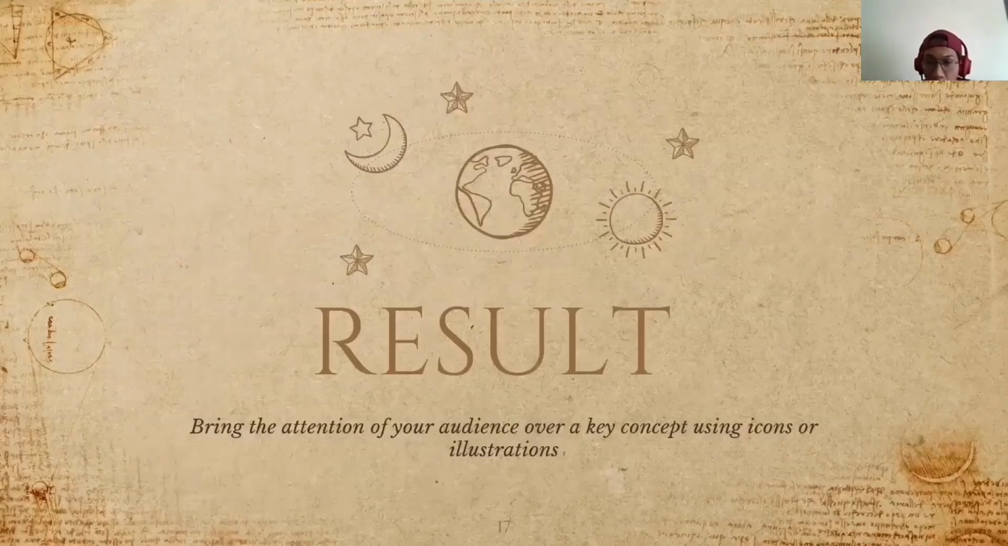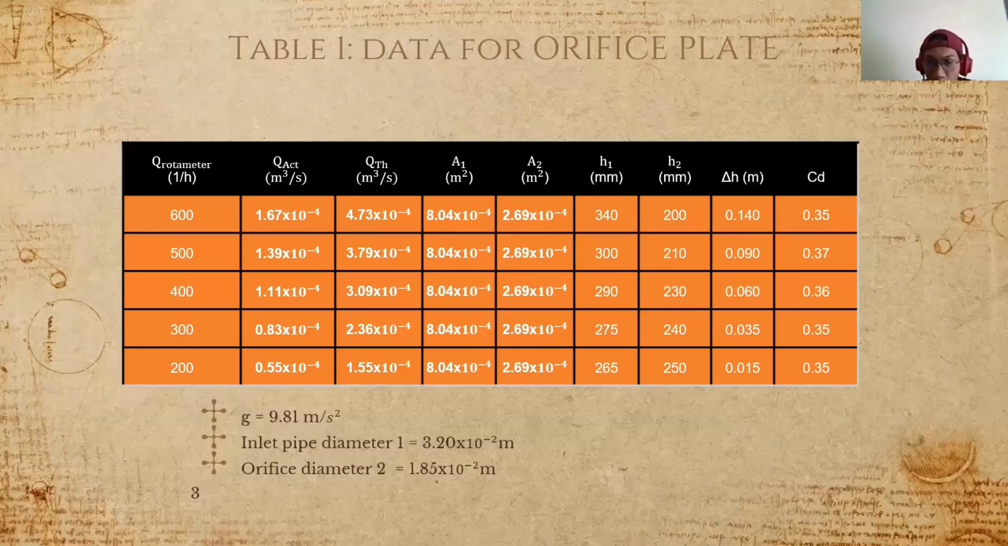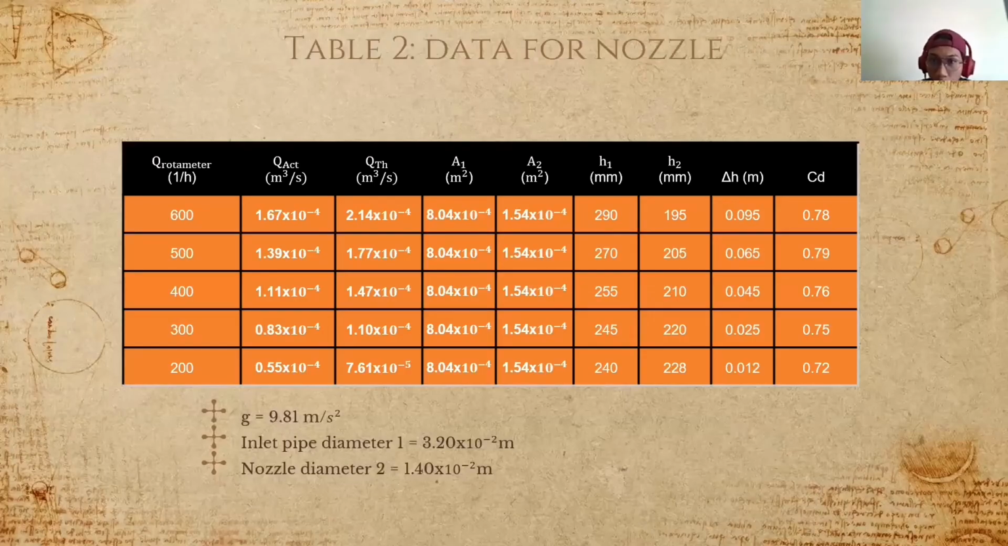The result of this experiment is Table 1, data for the orifice plate. This is the data we get from the experiment for the orifice plate. Next. Table 2, data for nozzle. Table 3, data for venturi meter.